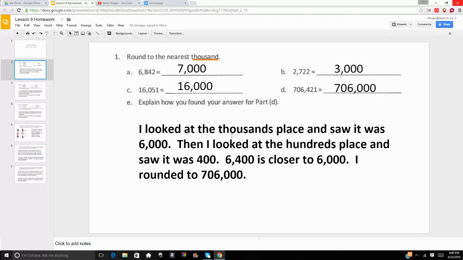And what I said is I looked at the thousands place and saw it was 6,000. Then I looked at the hundreds place and saw it was 400. 6,400 is closer to 6,000. I rounded to 706,000. So that was my thinking, but obviously I'm older than you and I have a little more experience. So that is how I explained it. Now, I'm not sure that my explanation was complete because I might have said it's closer to 6,000 than to 7,000. I might have added that in. So you need to do your own work and explain how you got the answer to D.